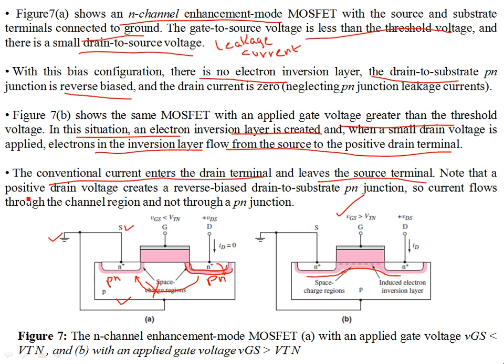Note that the positive drain voltage creates a reverse biased drain to substrate PN junction. So current flows through the channel region, and not through the PN junction. So we don't have any current conduction through the substrate. This is not the path. This is the path of the current flow.